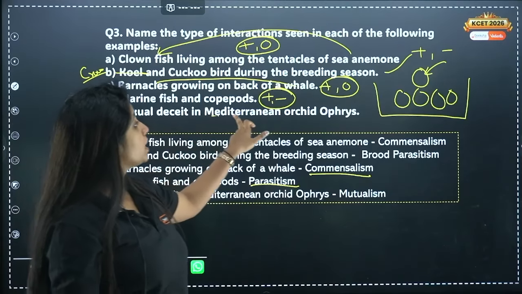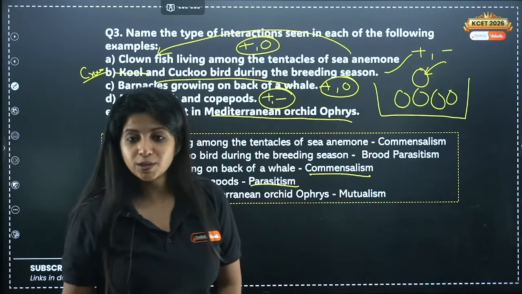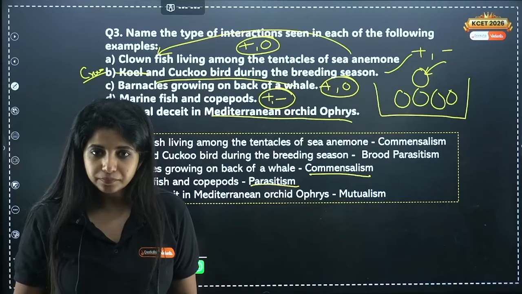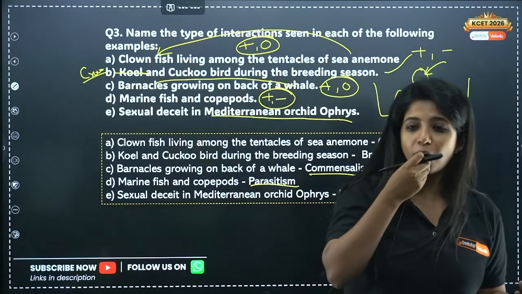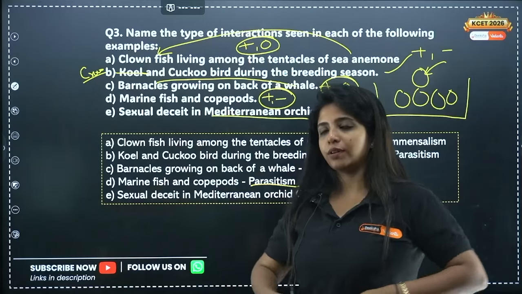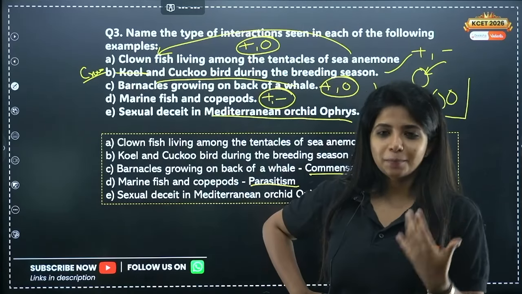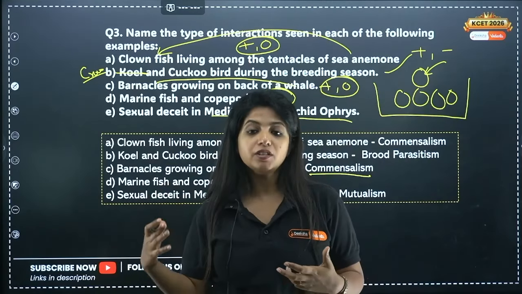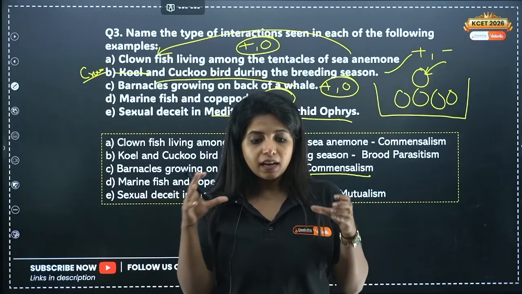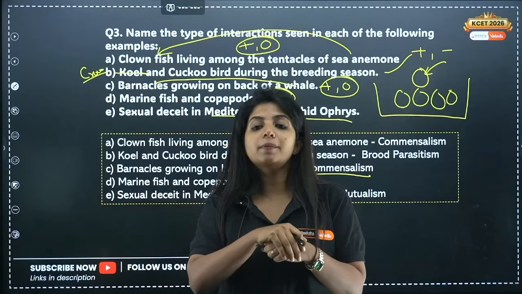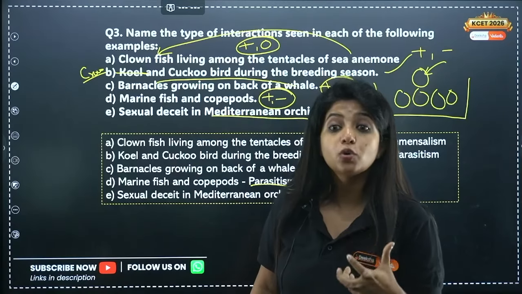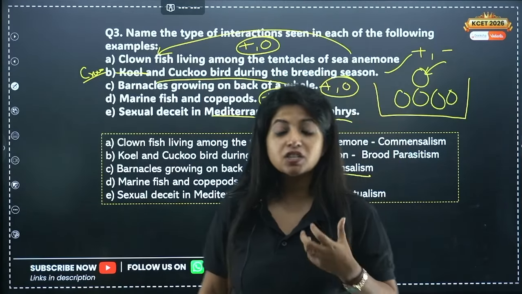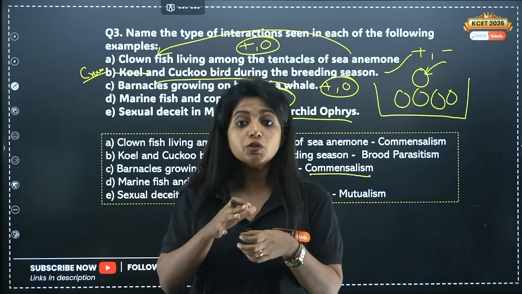Sexual deceit in Mediterranean orchid Ophrys. Sorry, how can an orchid be a bee? The orchid is a plant, and there is a bee. This bee comes and pseudocopulates on the plant. Why? Because the plant has made itself look like the female bee, which is why the bee comes and pseudocopulates.